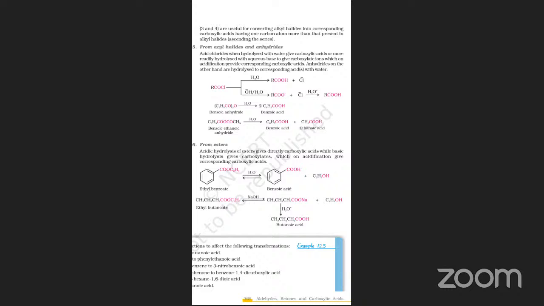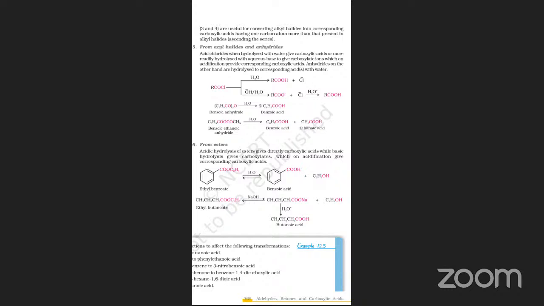At that time, whatever ester is formed, on acidification it is going to give carboxylic acid as well as alcohol. Both of these are going to be formed. It is a reversible process. Here, one ethyl and one benzoate group are there. The alkyl group is going to form alcohol, and the benzoate group that is present can form benzoic acid.